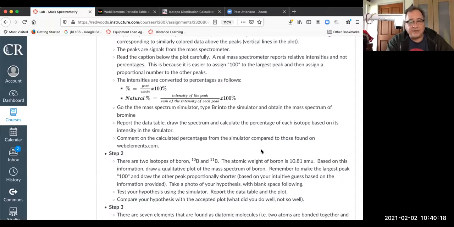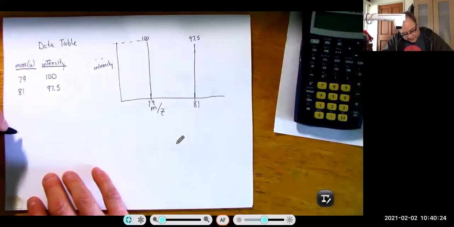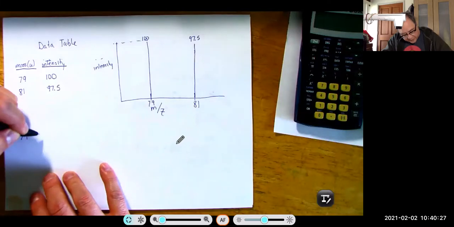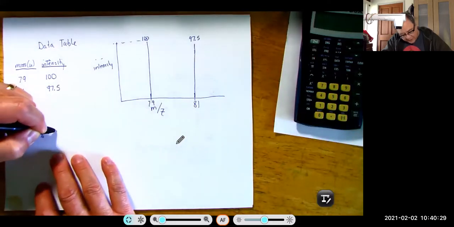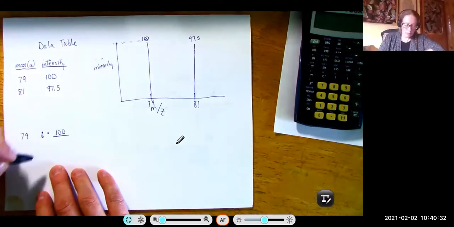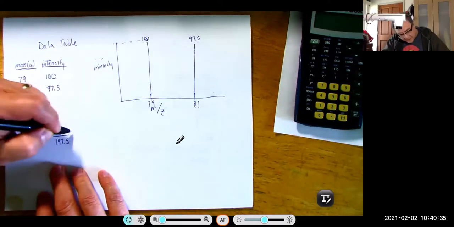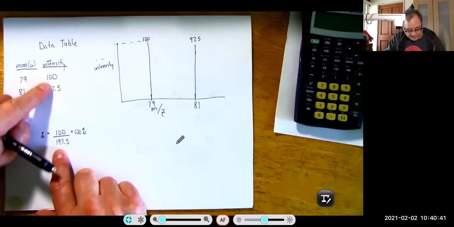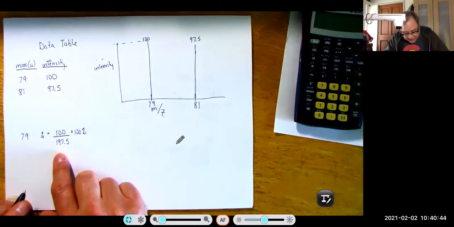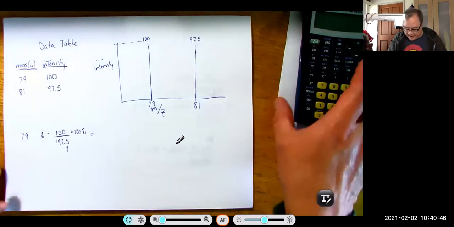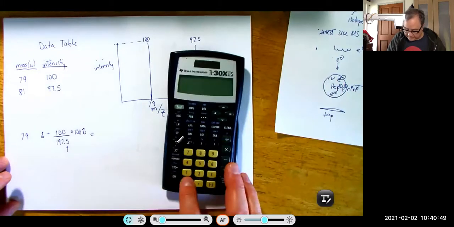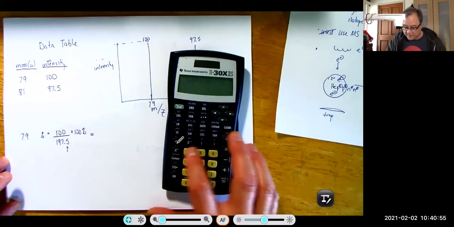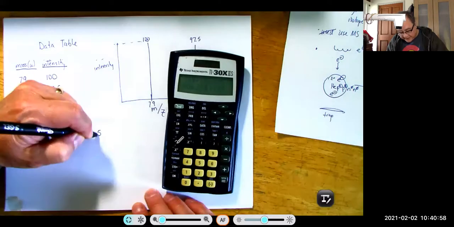And let's calculate the percentages of each of these peaks. So for the 79 peak, we're going to say that the percentage is going to be 100 over 197.5 times 100%. 197.5 is 100 plus 97.5. This has 4 significant figures. Let's see what we get. I get 50.63%.